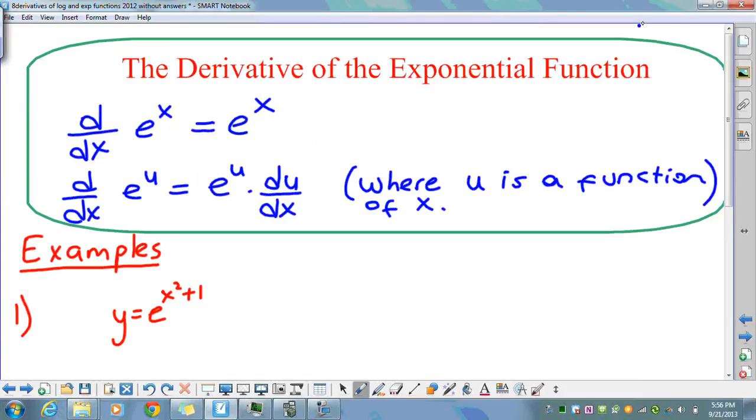So we begin by looking at the exponential function, and once we understand it a little bit, we will continue on with the logarithmic function. So let's start with the derivative of the exponential function.